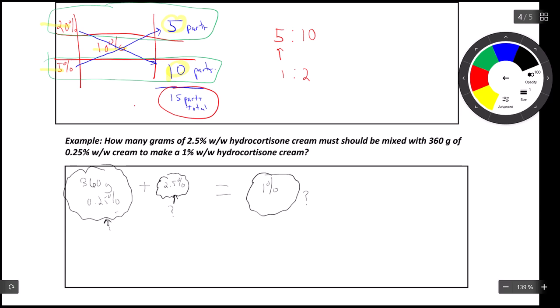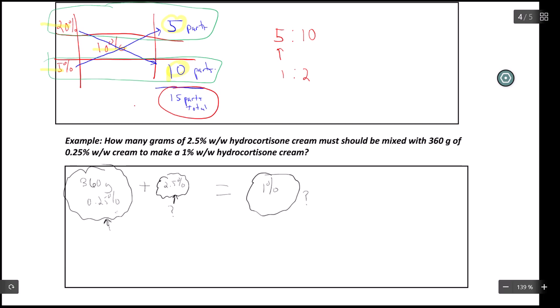All right. So let's set up our alligation. Let's set up our tic-tac-toe board here, and let's get started. If you see two concentrations like this, this is the best way to start because you have to do a mixture of them. So in our board, we take the top one and we put the highest concentration that we have. The highest concentration we have is 2.5%. The lowest concentration is down here, 0.25%.